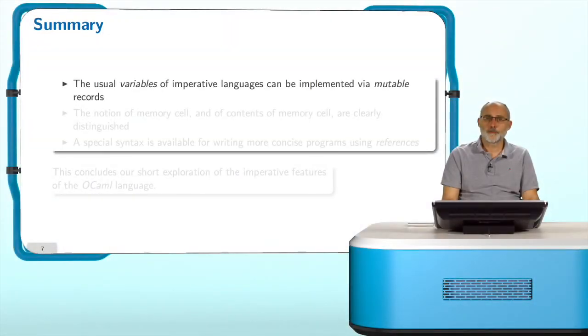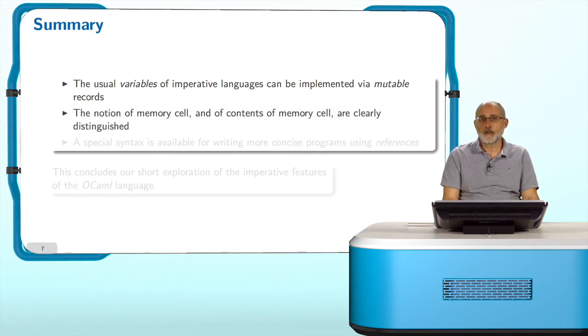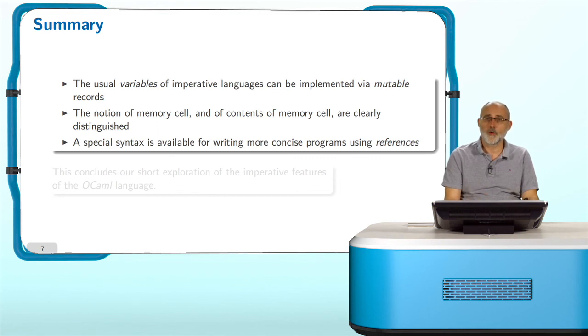So to sum up, the usual variables of imperative programming languages can be implemented via mutable records. This is exactly what can be done in OCaml. The notion of memory cell and of contents of memory cell in this interpretation of mutable records are really distinguished, and we have a special syntax which is available for writing more concise programs using references.